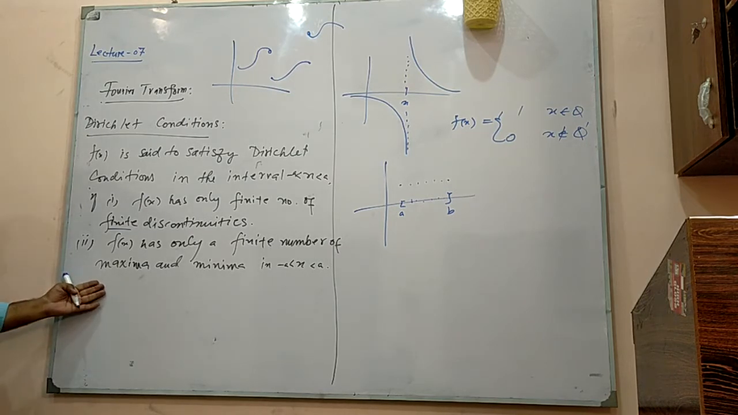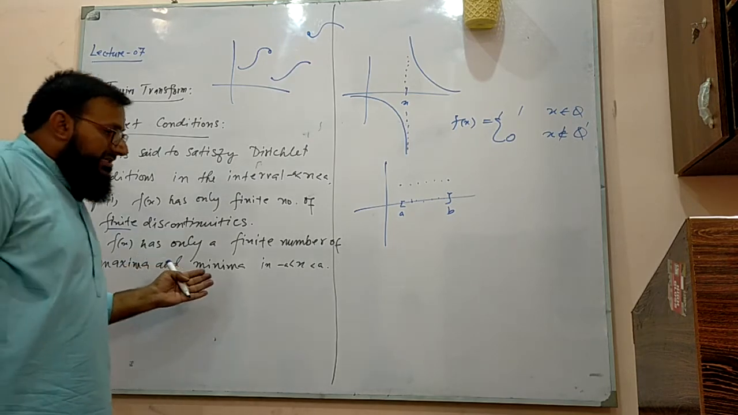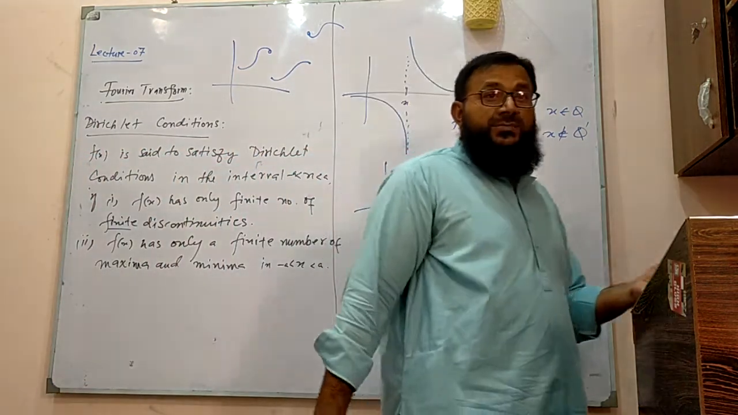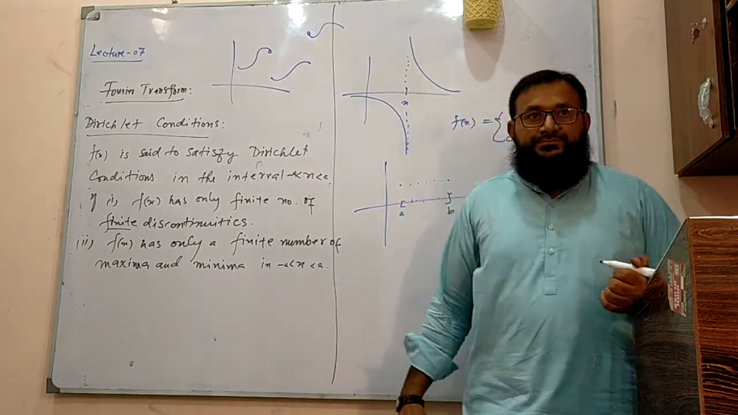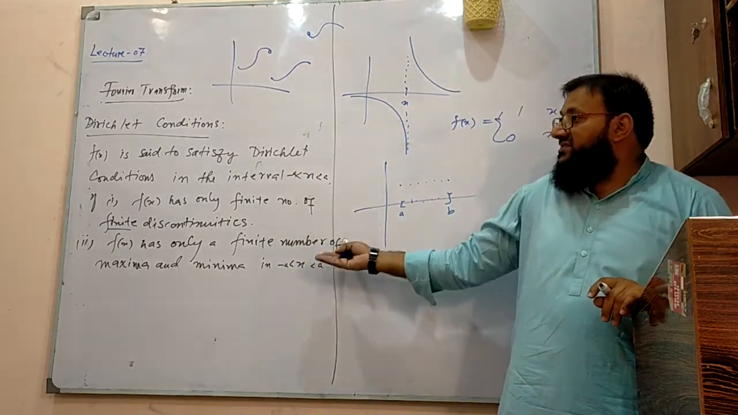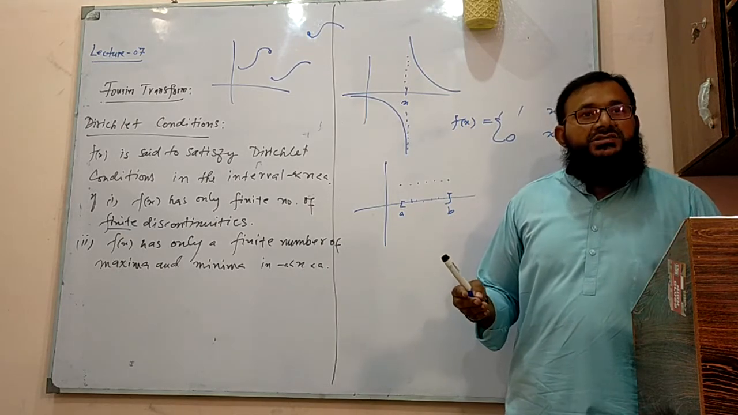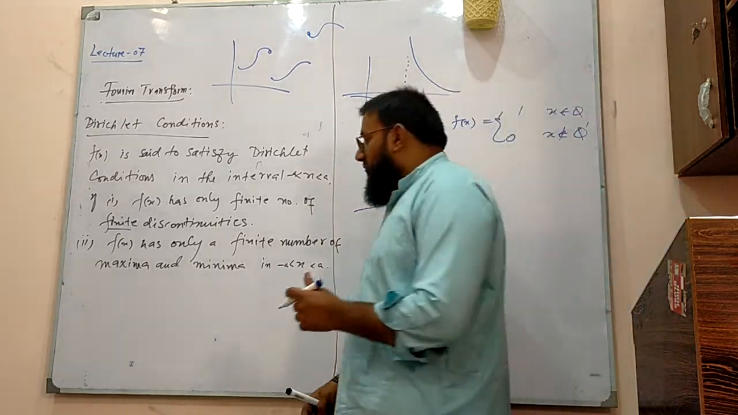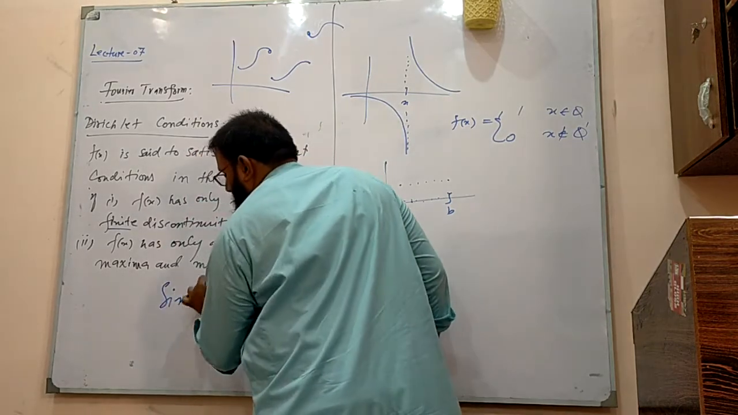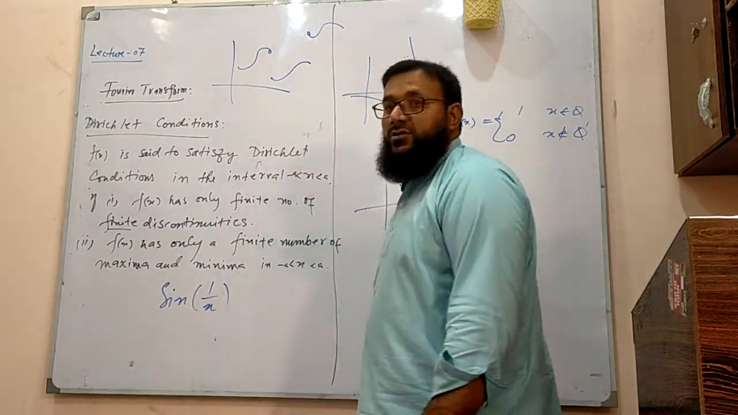Second condition is f of x has only a finite number of maxima and minima. Can you give me any example which has infinite number of maxima and minima within some interval? Because when we discuss something, we have so many examples, but we should think for some counter examples. And the counter example for this is sine of 1 over x.